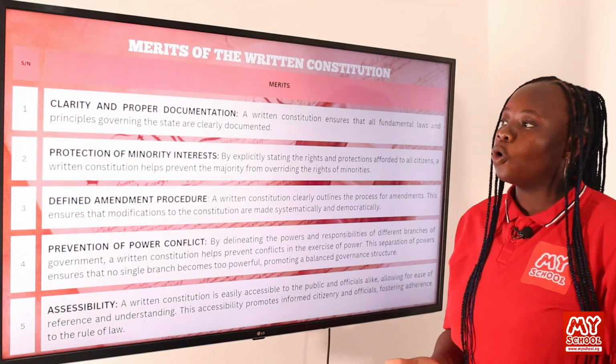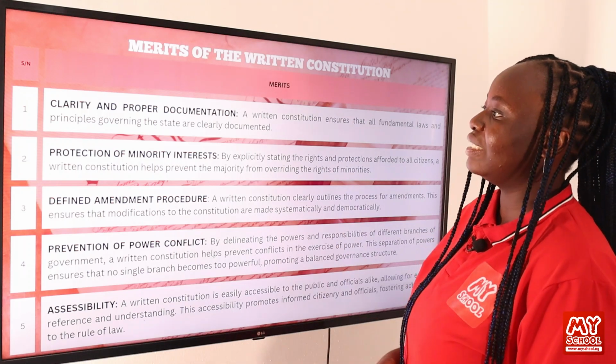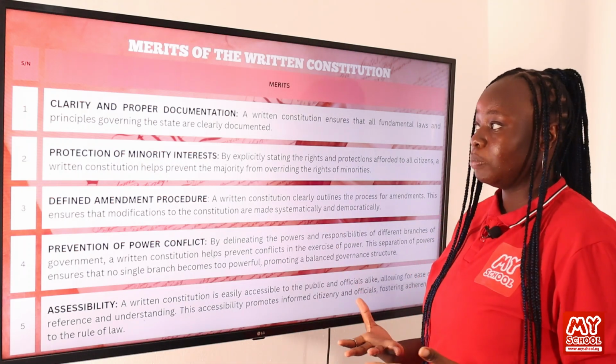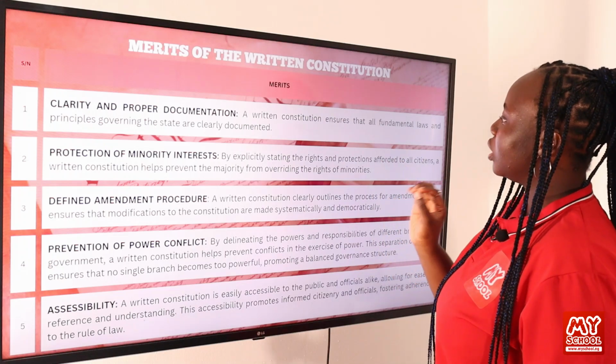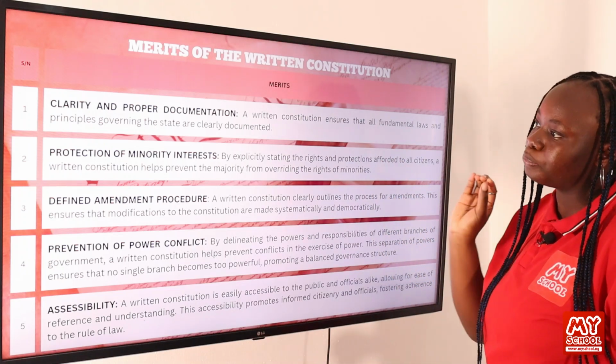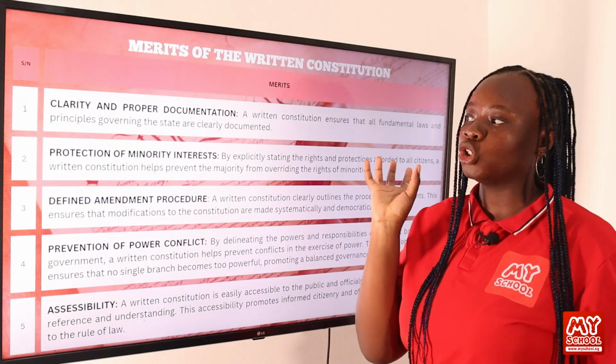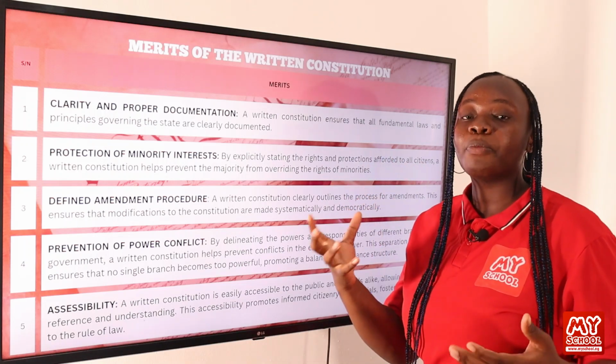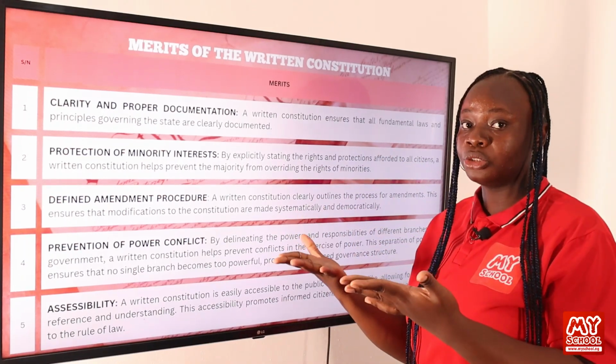Alright, what are the merits of a written constitution? One of the merits is that there is clarity and proper documentation. A written constitution ensures that all fundamental laws and principles governing the states are clearly documented. This is important so that people can always have access to the laws.